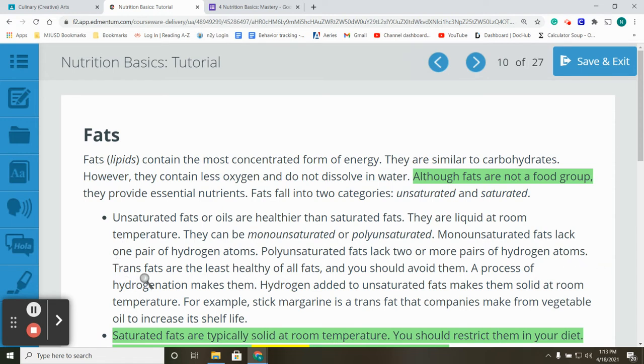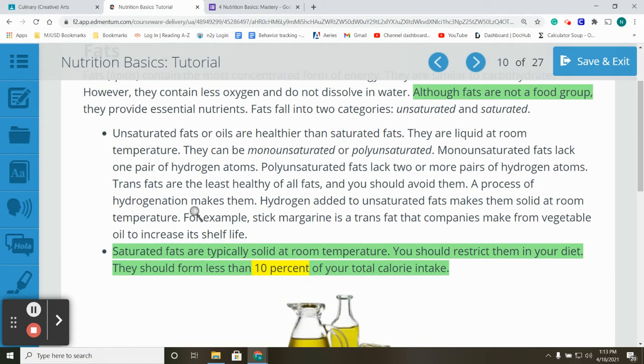Trans fats are the least healthy of all fats, and you should avoid them. A process of hydrogenation makes them. Hydrogen added to unsaturated fats makes them solid at room temperature. For example, stick margarine is a trans fat that companies make from vegetable oil to increase its shelf life.